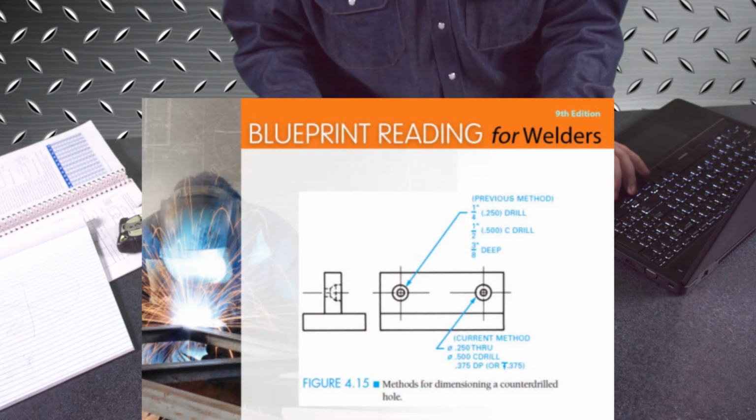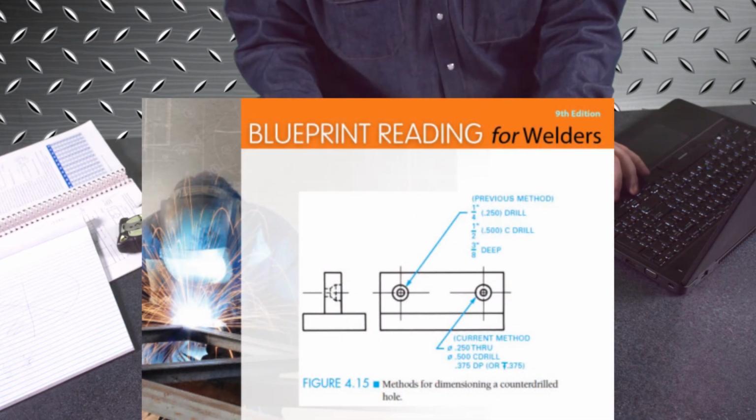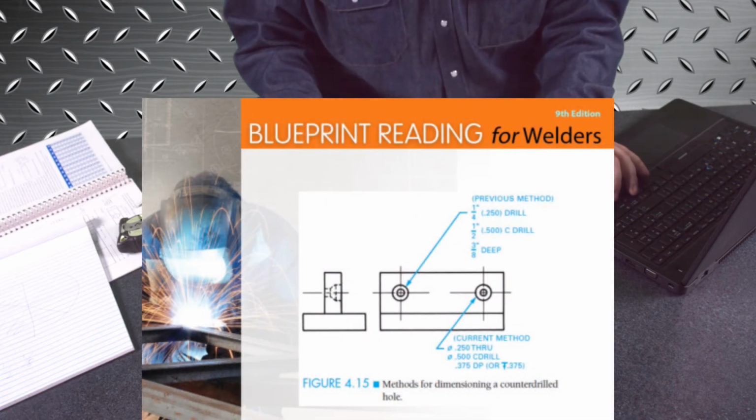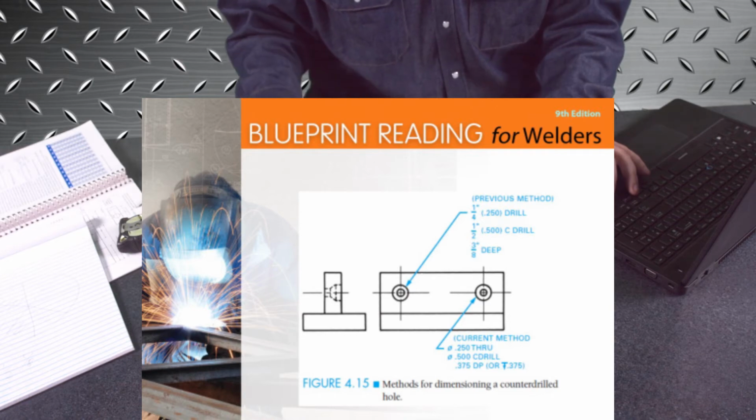Here they have four 1.52 counter drilled holes, and the way they're dimensioned from the previous method above using fractional and decimal, and then below they're denoted with only decimal inches.